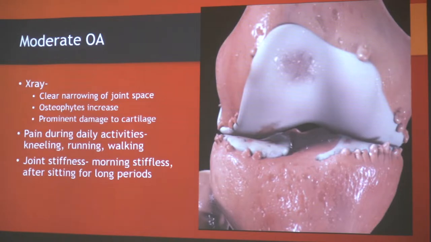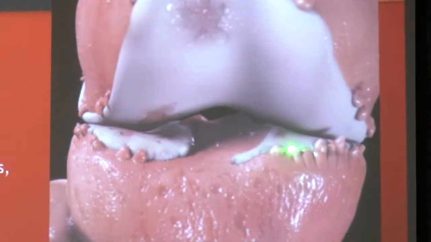As we progress to the moderate stage, the cartilage damage becomes more prominent and the number of osteophytes increases a lot, both on the femur side and the tibia side. As the cartilage gets damaged, the space occupied by it becomes less, and on the X-ray we see a decrease in the joint space.